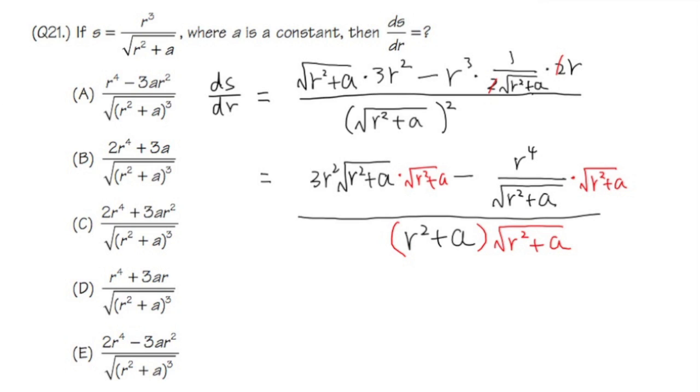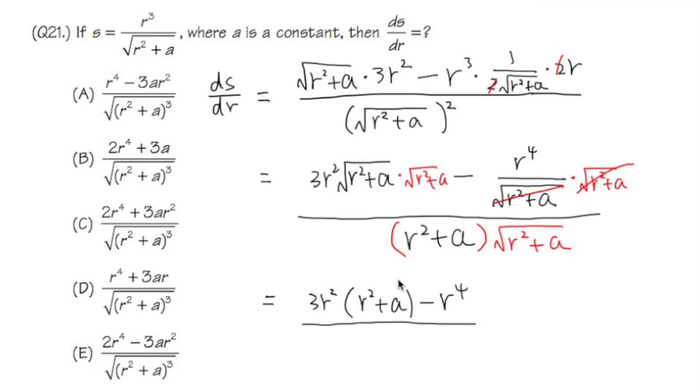Okay. All right. So after I do that, what am I going to get? 3r squared, the square root times square root. By the way, this is 3r squared, just like that. Square root of r squared plus a. Two of them becomes just regular r squared plus a. And then for the next part, the square root of r squared plus a cancels with this one, right? So I just have minus r to the fourth power.